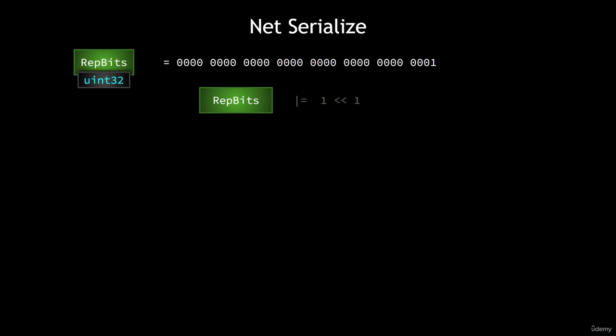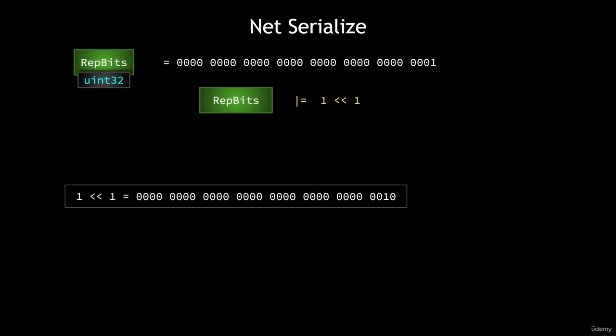Now, after we flipped the 0th bit on rep bits, we know that its value is now equal to this, all zeros with a 1 at the end. Now let's say we take rep bits and do this again, only we use 1 left shift 1 this time. How does this work? Well, we know that 1 left shift 1 is this value. It's the value 1, but all the digits have been shifted to the left by 1 digit. So it's now no longer just 1, it's this number.